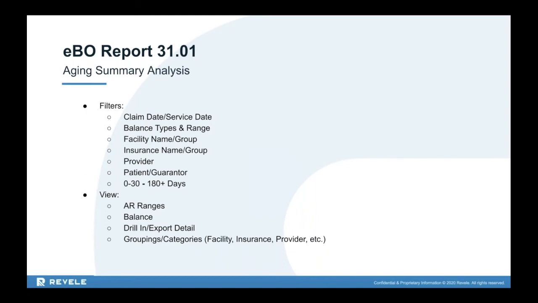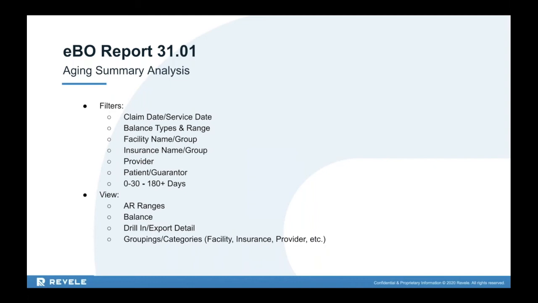And then you have different ranges. It's going to break up into 30-day increments, starting from 0 to 30 until you get to 180. Then it's going to be 180 plus. So when you view that report, you're going to see the AR ranges. You're going to see the balances.